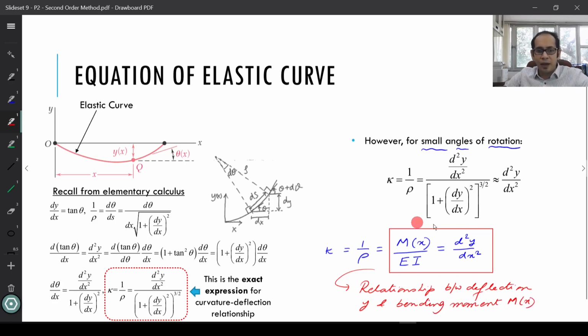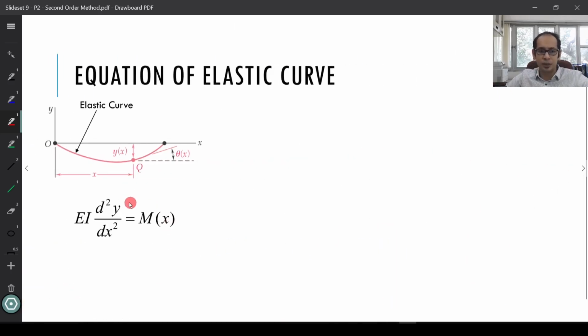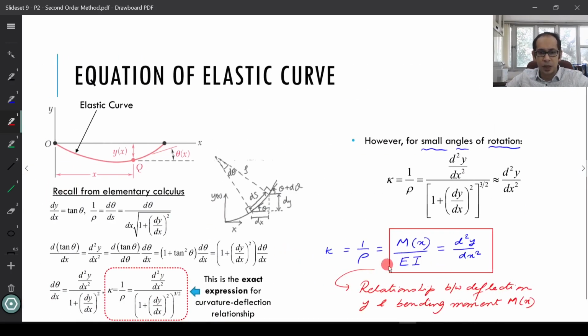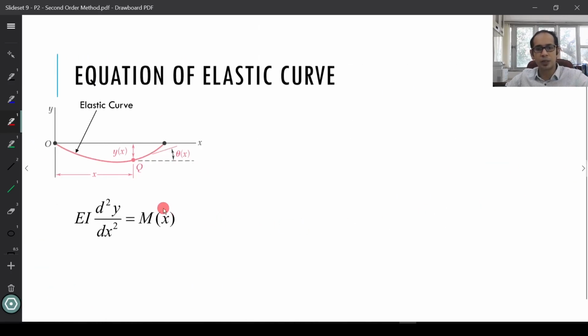Now that we have this particular relationship, let's take this relationship, EI d²y/dx², where I have essentially pulled this EI and taken it over to the right side and did a little bit of rearrangement. So what I get is this important relationship, which you are going to use quite extensively to find the deflection of the beams.